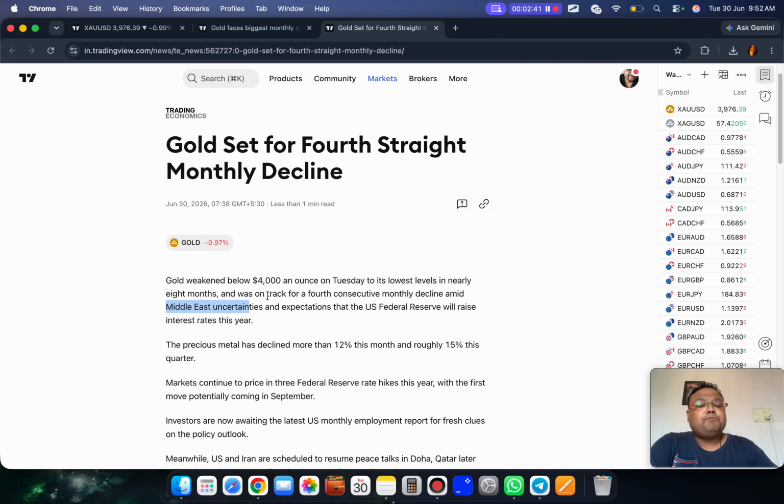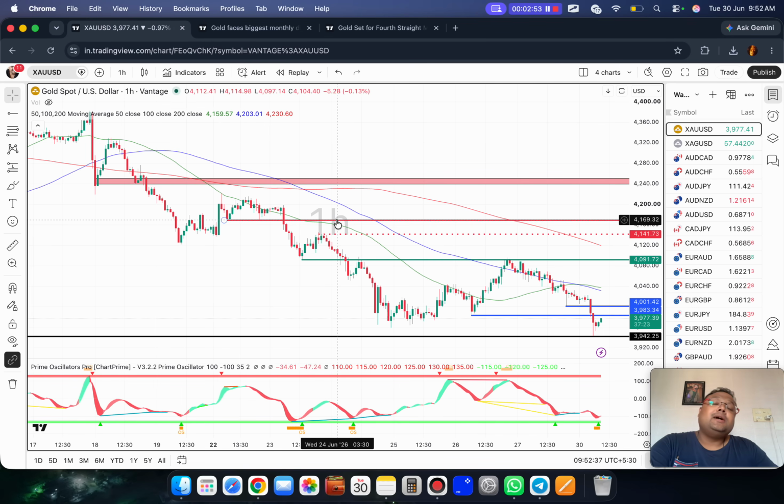Yes, this is reason number one, and expectations that the US Federal Reserve will raise interest rates this year. This is reason number two. So as long as these two reasons are dominating the market, you can expect gold to be under pressure. So we need a solid, fresh, new fundamental reason that will bring upside on the chart of gold.